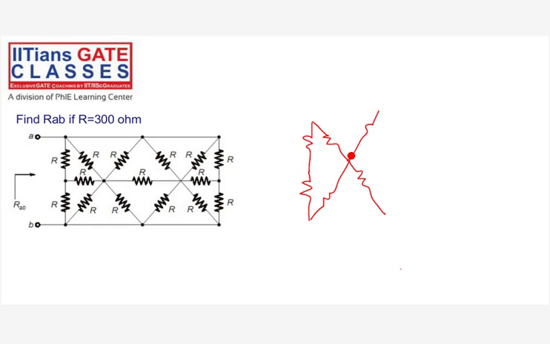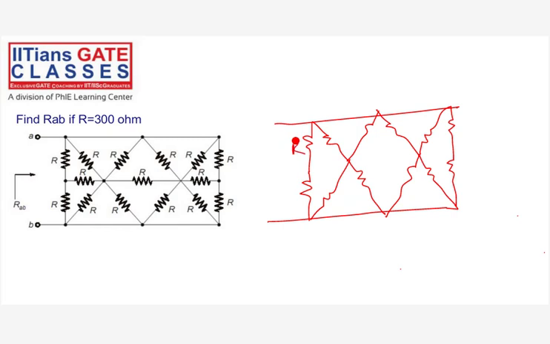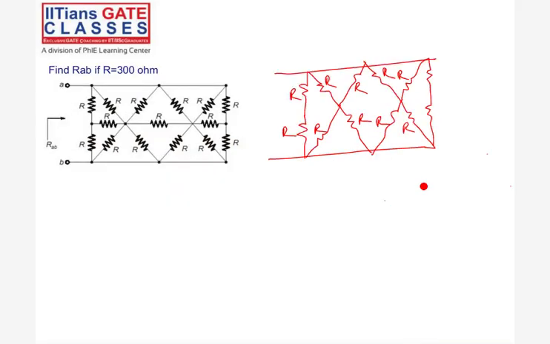So these are all R's. Do you see any series-parallel combinations? If you see, these two are parallel, these two are parallel, these two are series. So I can write this as 2R, and the last one is also 2R.